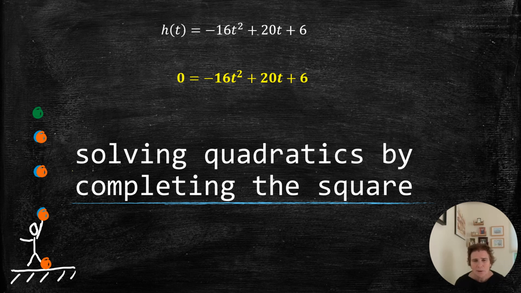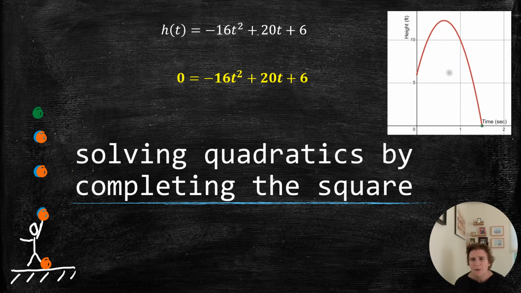And just have a visual look at this. If I graph h using Desmos, so h on the y-axis, t on the x-axis, I can get an estimate. It looks like it hits the ground somewhere between 1 and 2 seconds. So we will revisit this problem at the end of the video to see if we can do this by completing the square. So without further ado, let's get started.